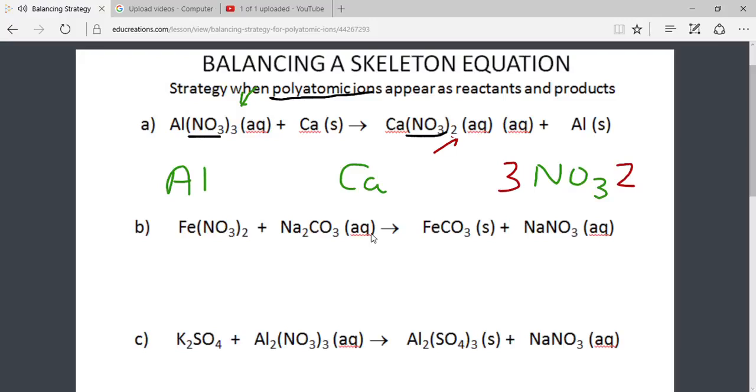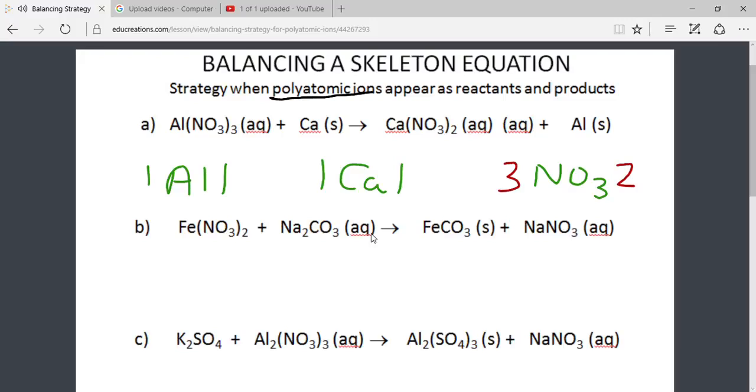However, if you look at both the aluminum and the calcium, you can see, since there is no number attached to aluminum, there is just one atom of aluminum on the reactant side. This is also the case on the product side. The same holds true for the calcium on both the reactant and product sides of this reaction. Therefore, we must begin by balancing the nitrate or NO3 ion.